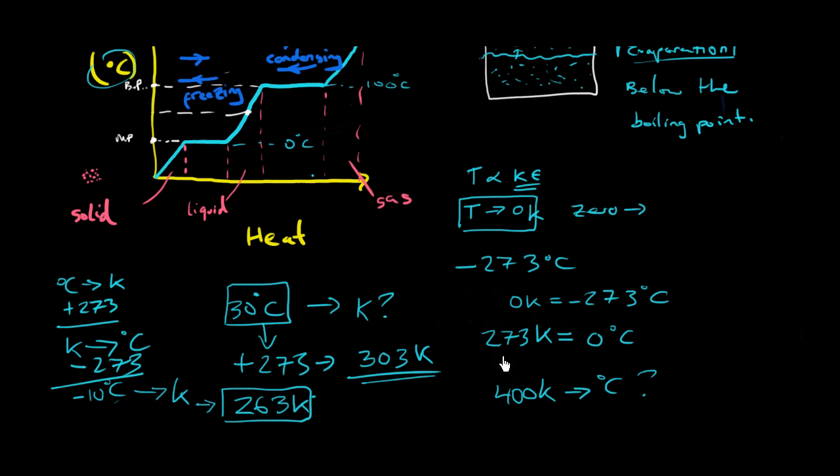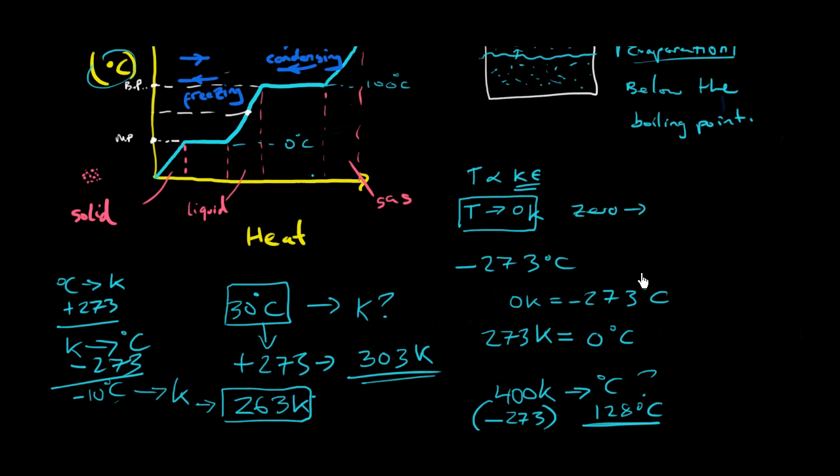So let's see how that works. This is 400 Kelvin, we subtract 273, right? And what's the answer? 128. So 400 Kelvin would be 128 degrees C, right? I've just subtracted 273. Okay, so that's how you go from one to the other.